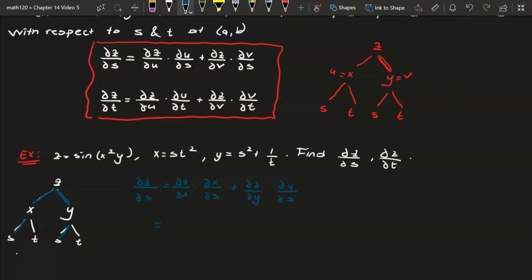Okay, let us compute this. The derivative of z with respect to x: we have sine of x squared y. The derivative of sine of x squared y with respect to x is 2xy times cosine of x squared y. Here we are using the chain rule for a single variable function. y behaves like a constant. We are taking the derivative with respect to x times the derivative of x with respect to s, s times t squared. The derivative of this with respect to s is t squared, plus the derivative of z with respect to y.